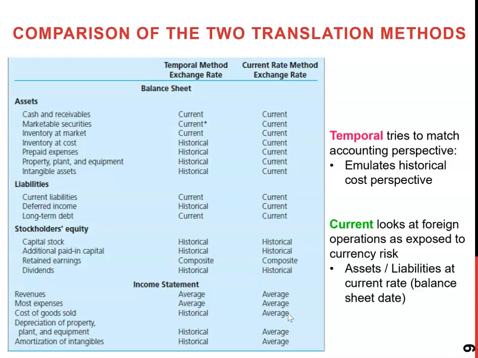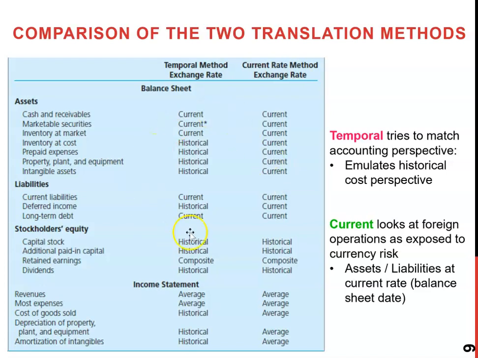Now we will compare the two methods, and of course we'll see one example. You are familiar with this chart now. This chart will be given. Now look at the current rate method. For the balance sheet, the current rate method uses the latest exchange rate on the day when you are converting your balance sheet. So in one sense, you will see assets and liabilities under the current rate method reflect the latest numbers.